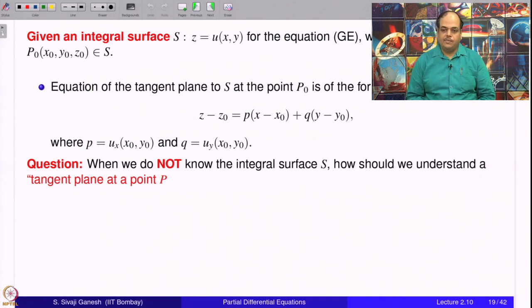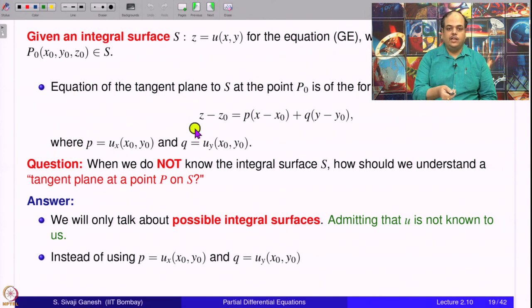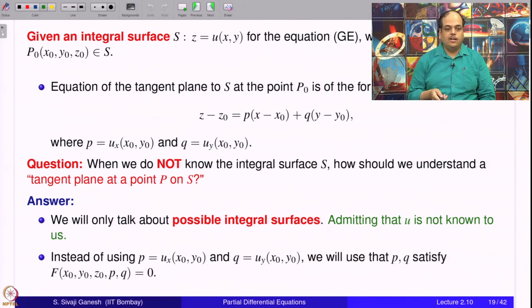When we do not know the integral surface, how should we understand a tangent plane at a point P on S? S itself is not known. So, we will only talk about possible integral surfaces and possible tangent planes to them at points of that. So, admitting that u is not known to us, what is left of this equation? It is still the equation of a plane, where I cannot write what p and q are like this because u is not known. But if at all p and q are going to be for tangent planes to the integral surface, p and q are required to satisfy the condition f of x naught, y naught, z naught, p, q equal to 0. So, we will not use this.